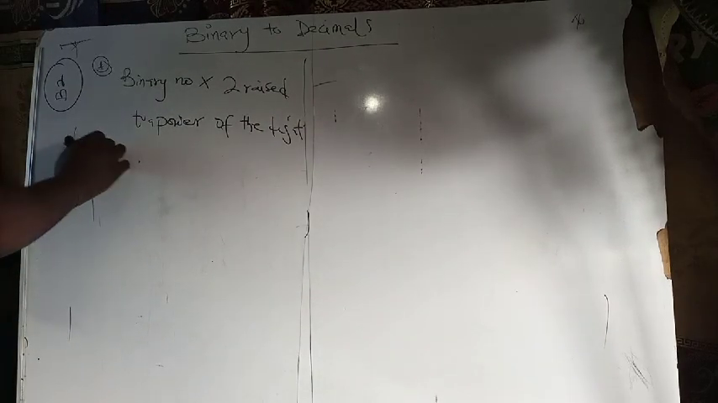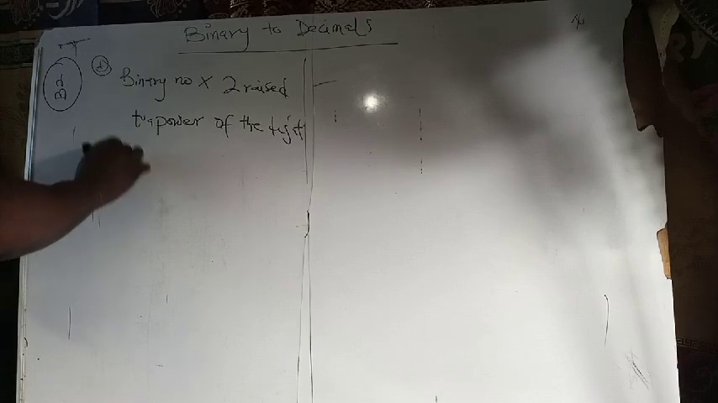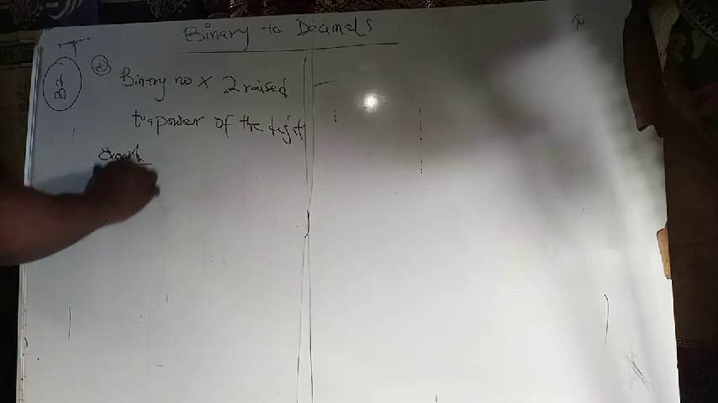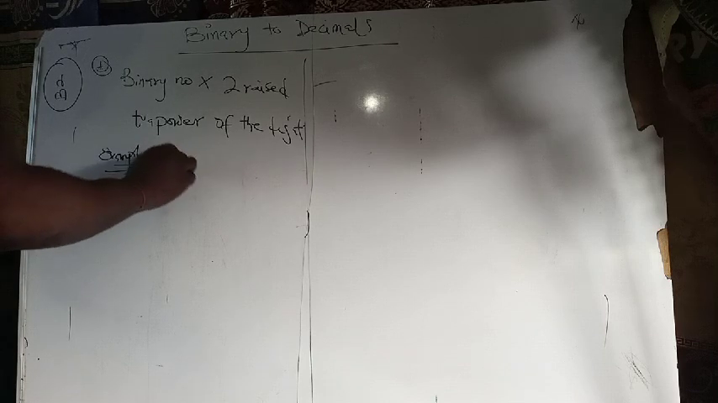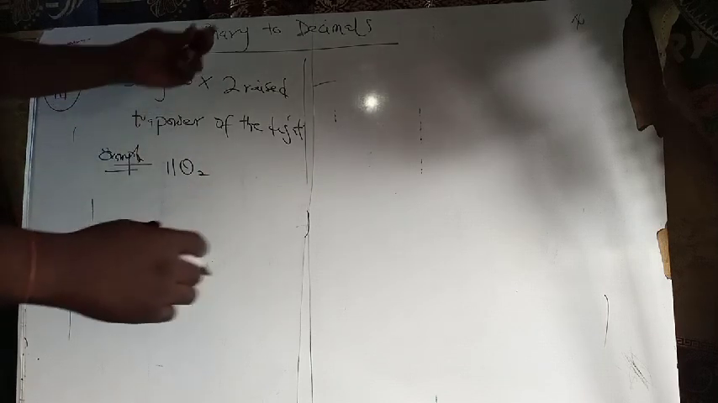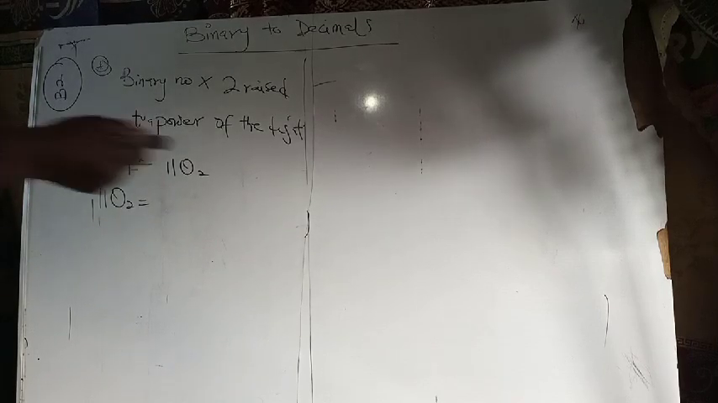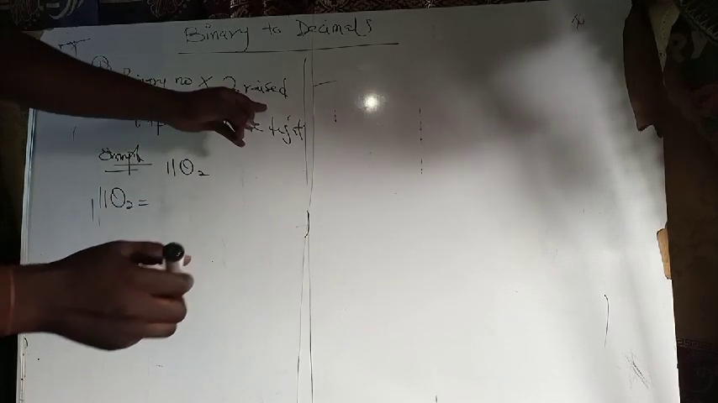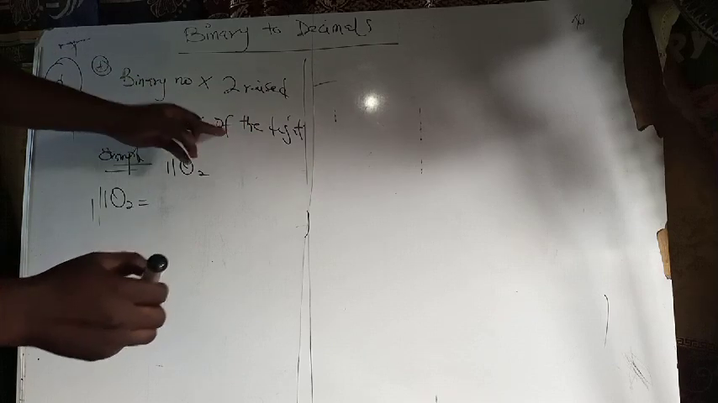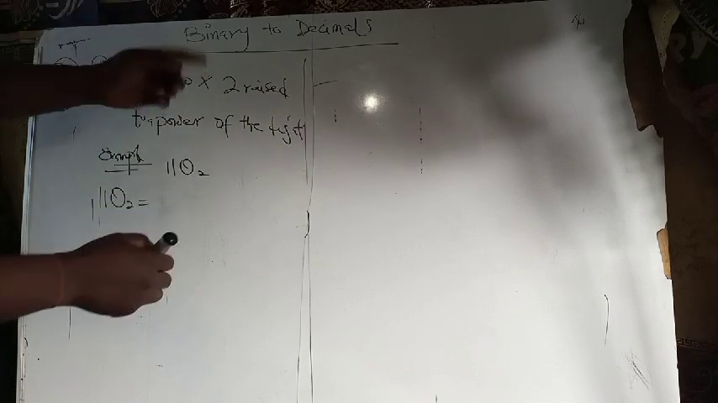So example 1. Let's say we are converting 110 base 2 to decimals. What we're actually going to do is bring the number 110 base 2 equals, and we need 2 raised to a power.